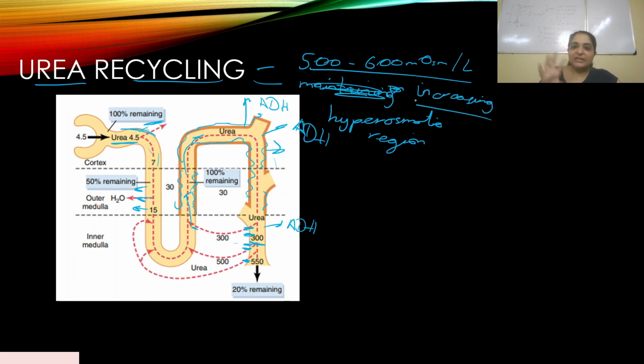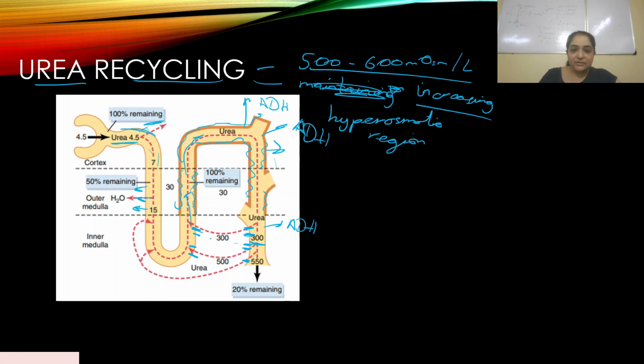Because maintaining it is done by the vasa recta. It is increasing that hyperosmolarity region in this space over here. There are some transporters here which allow the diffusion. There's already a high concentration of urea, so high to low concentration diffusion will happen. So urea will move in, but there are some transporters over here also which accept this urea.